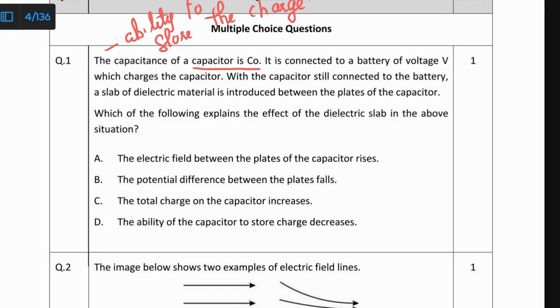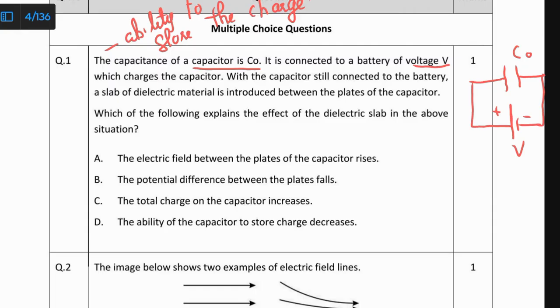And the initial capacitance is C naught. So let's draw a diagram. There is a capacitor and the initial capacitance is C naught, which is connected to a battery. So we have a battery voltage that we are provided, V. So the first line is done. Why do we provide the battery? So that it charges the capacitor.